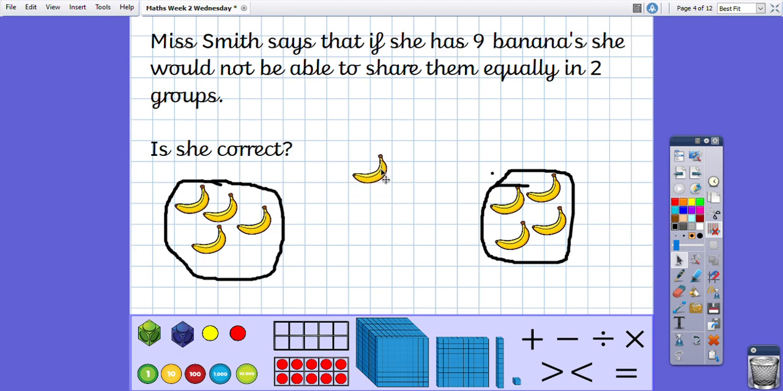So I can't put it in either group because then they wouldn't be equal. I can't cut it in half because we're only talking about whole bananas. So Miss Smith is correct. She cannot share her 9 bananas equally.